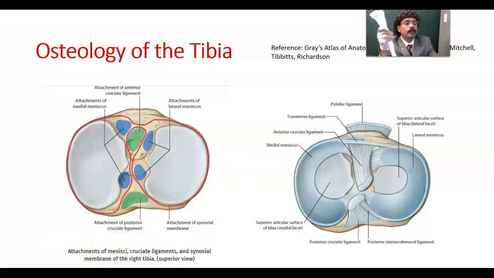Here is the meniscus. The medial meniscus is very commonly injured in sports injuries. The medial meniscus is a fibrocartilage. These are all collagen connective tissue, like the anterior cruciate ligament here and the posterior cruciate ligament here. These are all collagens. We have to remember all these structures.